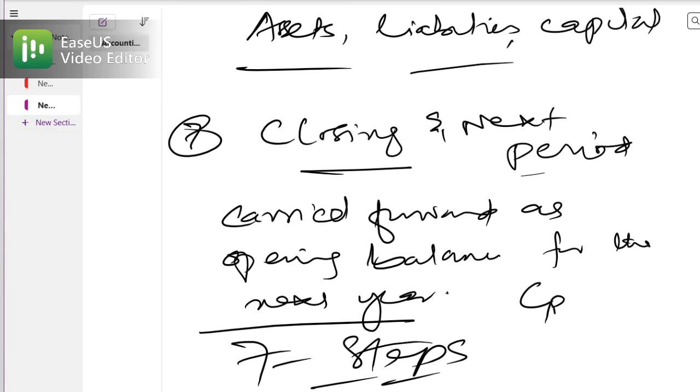Today we'll discuss the general ledger, but I have just given the flavor of how a transaction is accounted. So let me recap this, and after that we will start our lecture on the general ledger, right?